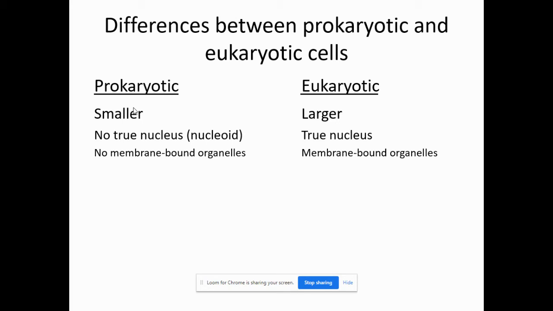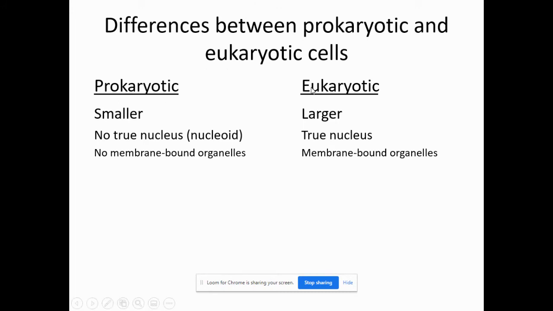Prokaryotic cells don't have true nuclei, like eukaryotic cells do. And so that's what houses the DNA in eukaryotic cells, those true nuclei. Now, in prokaryotic cells, the DNA is housed within a region called the nucleoid region, but it's not a true nucleus. And so that's what the whole name comes from.